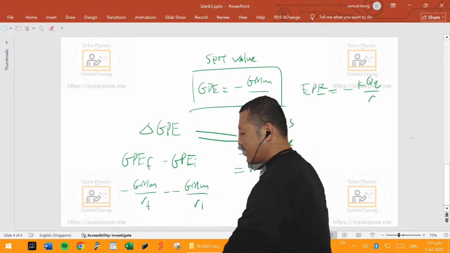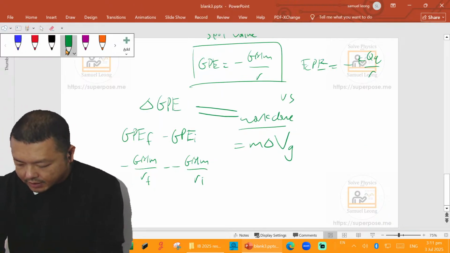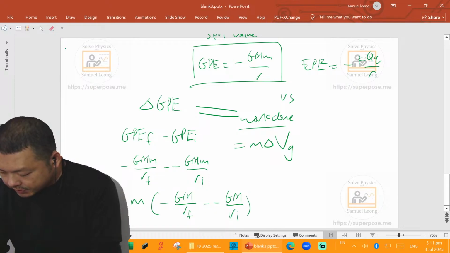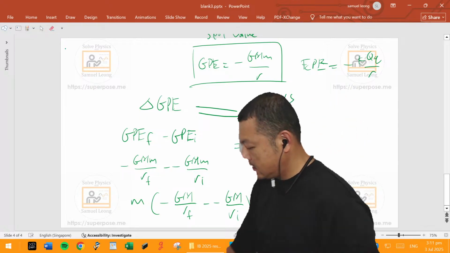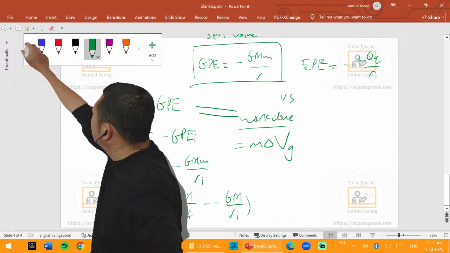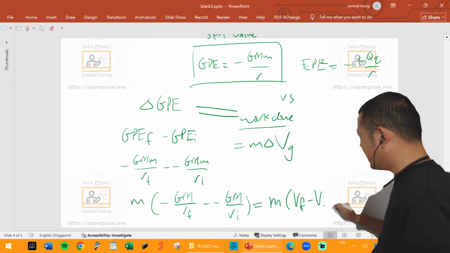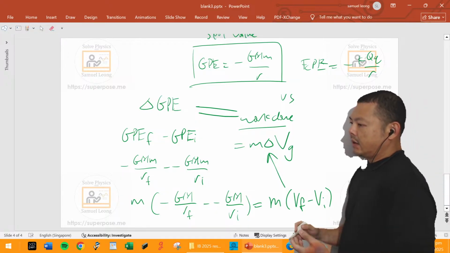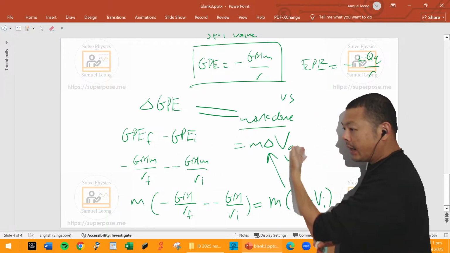Okay, good. Can you factorize the m out? What happens if you factorize the m out? Then you get m multiplied by negative GM over r final minus negative GM over r initial. Do you realize what I've just done? This is exactly the same as m times v final minus v initial, which is basically this. So if you're wondering why delta GPE is the exact same thing as work done, this is the reason why.